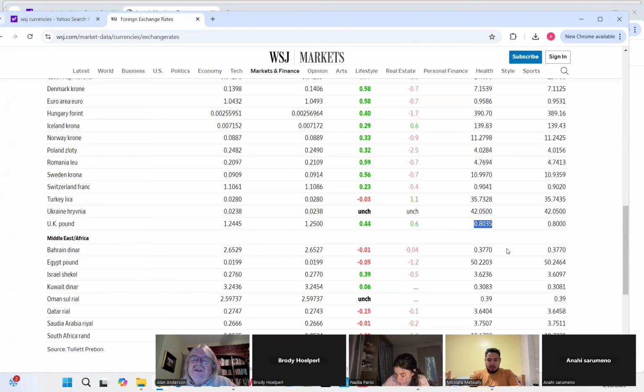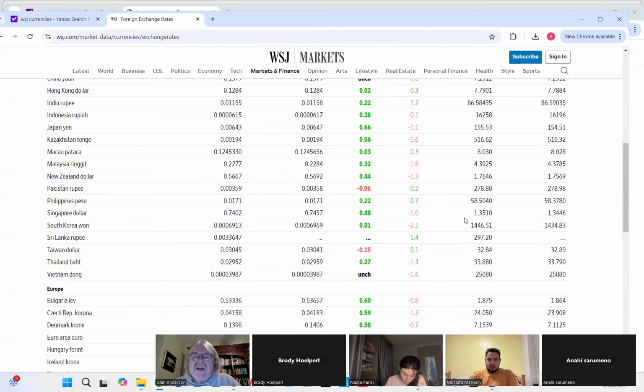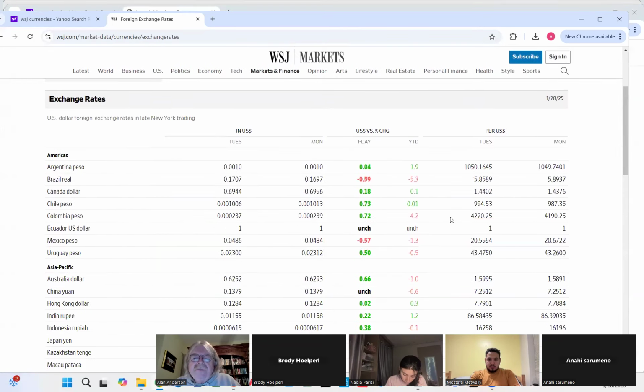You can see they both mean the same thing. So if it takes $1.2445 to buy a pound, the inverse of that is 0.8035, which is the same thing as saying it takes 0.8035 pounds to buy a single dollar. So all of the exchange rates are quoted both ways.